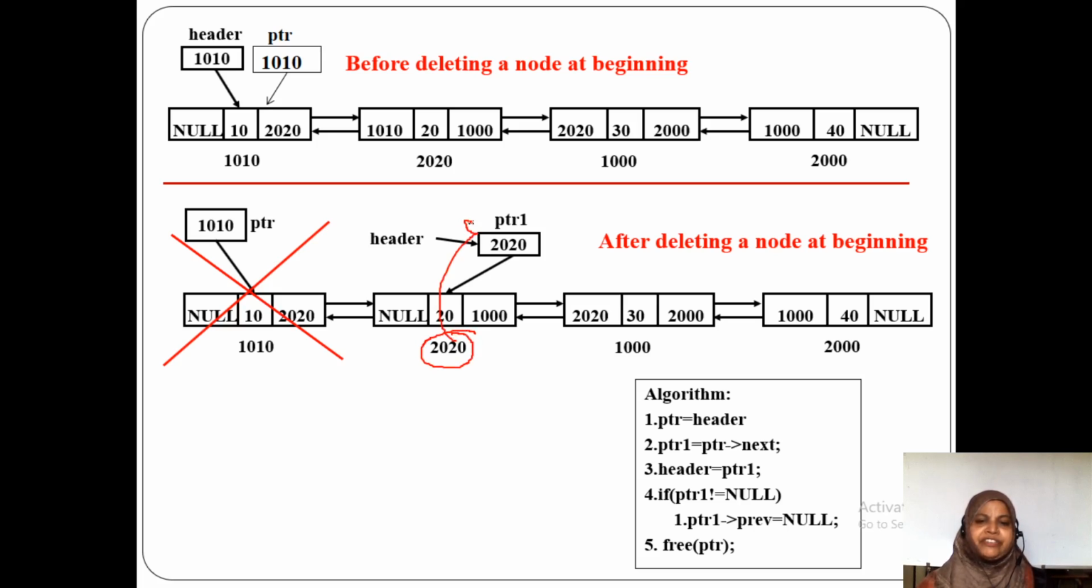So in this pointer field, we are going to save this one, 2020. Now the left pointer of the first node is null, so we have to assign the null value. Then this node is going to be freed.